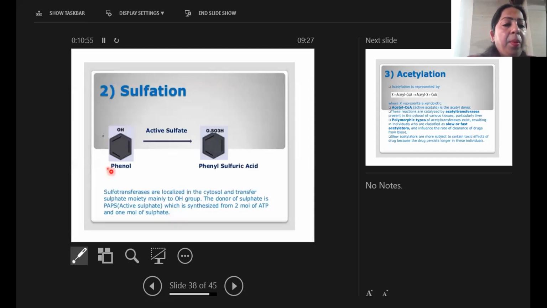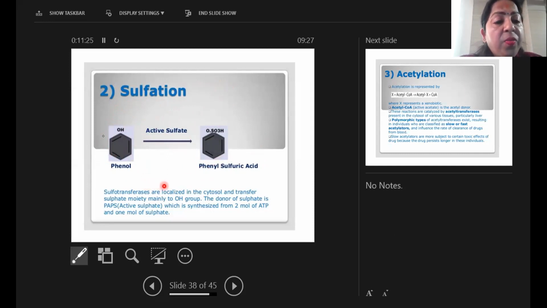You can see an example here. This is a simple phenol. You would have seen it in your previous studies; you are very well versed with this phenol molecule. So active sulfate, what is active sulfate here? PAPS. PAPS is a donor of the sulfate group. So PAPS is here and it is converting this molecule. The hydroxy group is now OSO3H, meaning sulfated now. It is phenyl sulfuric acid.